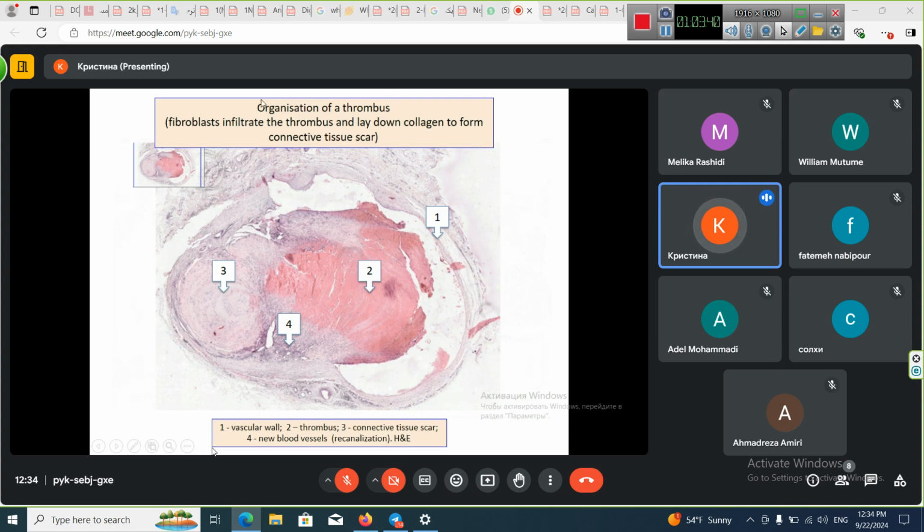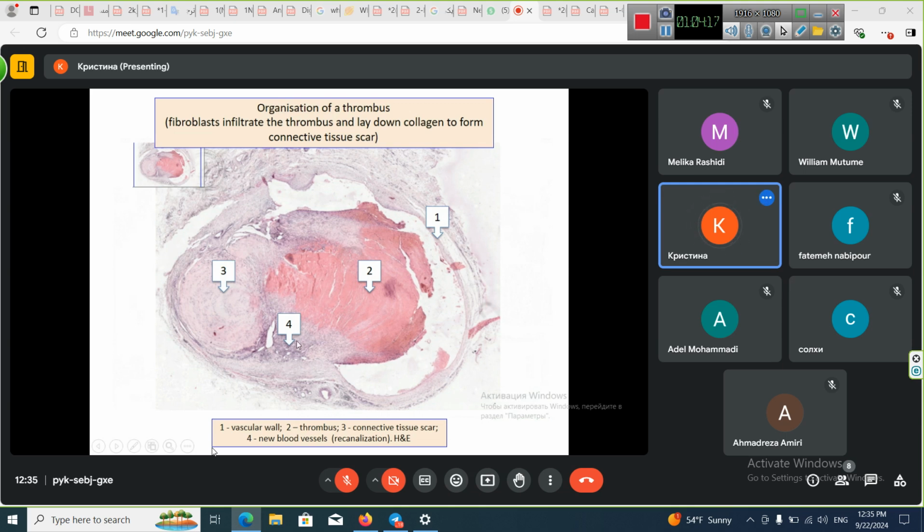And this is what is called organization, which means that fibroblasts, which came from the wall of the blood vessel, infiltrate the thrombus and lay down collagen fibers to form connective tissue scar. This is what we see here in number three, connective tissue scar. It contains cell nuclei of fibroblasts and fibrocytes and other cells of connective tissue and collagen fibers.